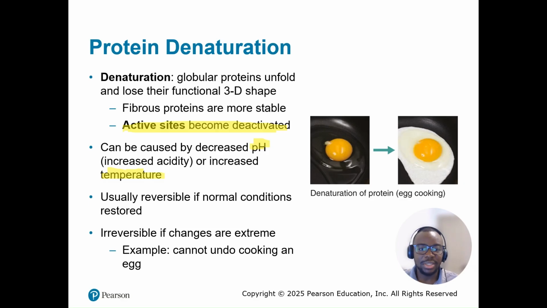Denaturation could be caused by changes in pH and temperature. In some cases, denaturation could be reversible if normal conditions are restored. However, in extreme circumstances, this process is irreversible. For example, if you boil an egg, there is no way you can reverse that process.